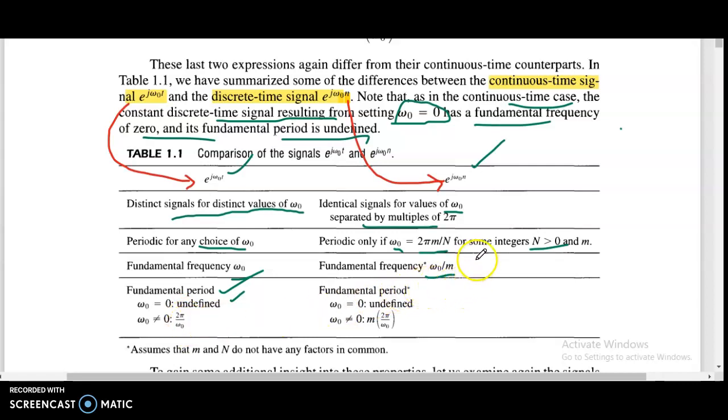For the fundamental period in the discrete time signal e power j omega naught n, under the condition omega naught equal to 0, the fundamental period is undefined. When omega naught is not equal to 0, the fundamental period is m times 2 pi divided by omega naught. Here we assume m and n do not have any factors in common.